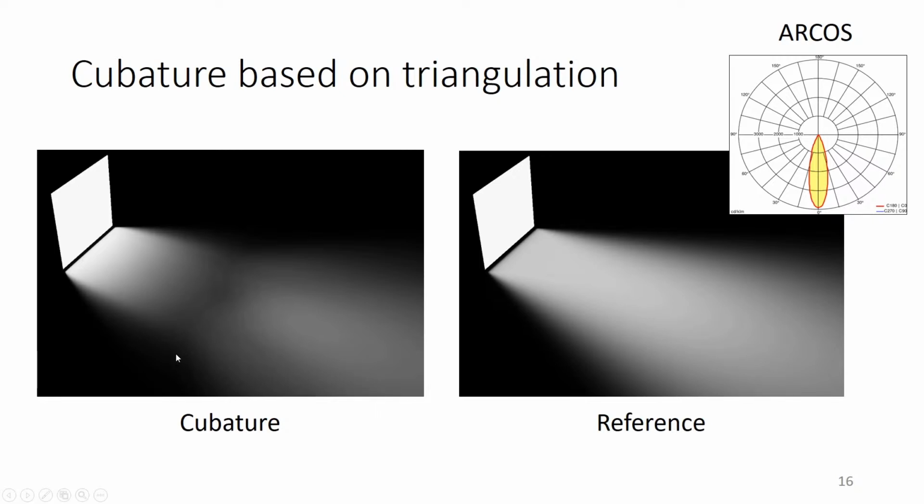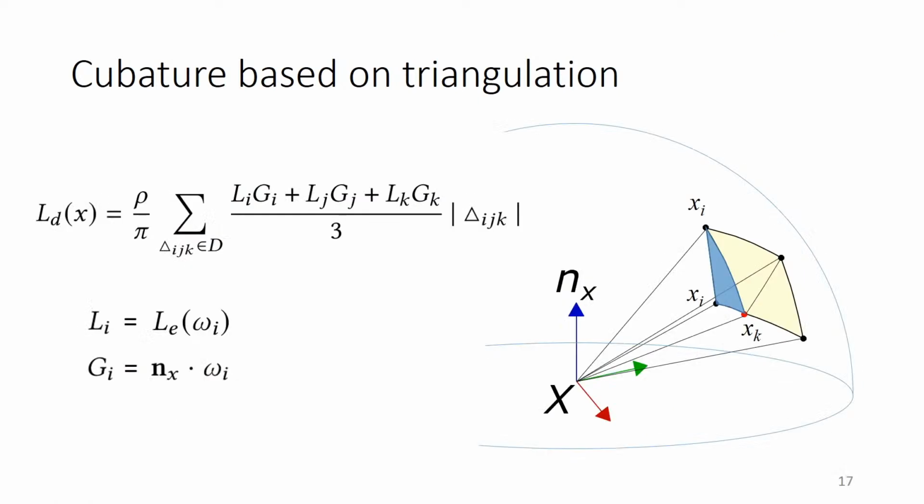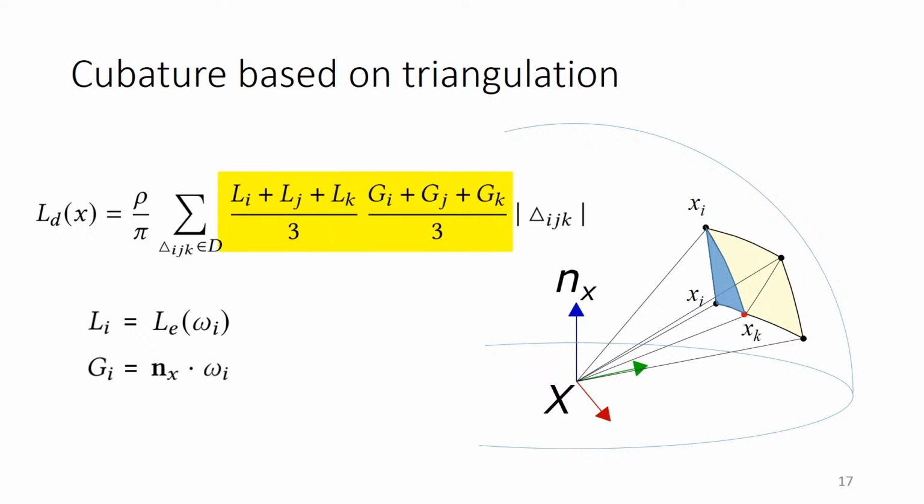So let's go back to our curvature. We chose to modify it slightly. We decided to separate the calculation of the average triangle function value into the product of the average radiance and the average geometric term. And this is now the final shading calculation of our approximation technique.